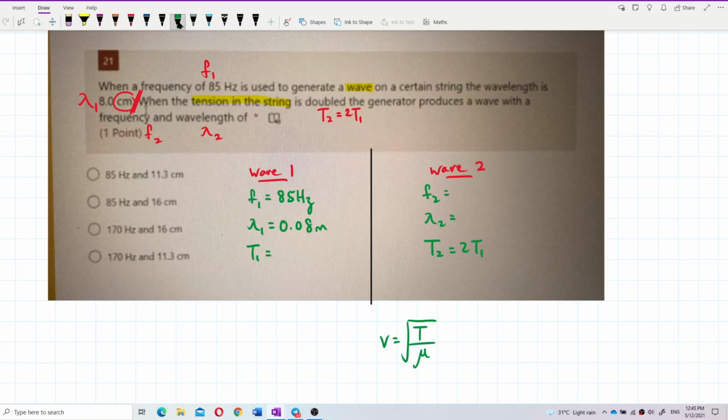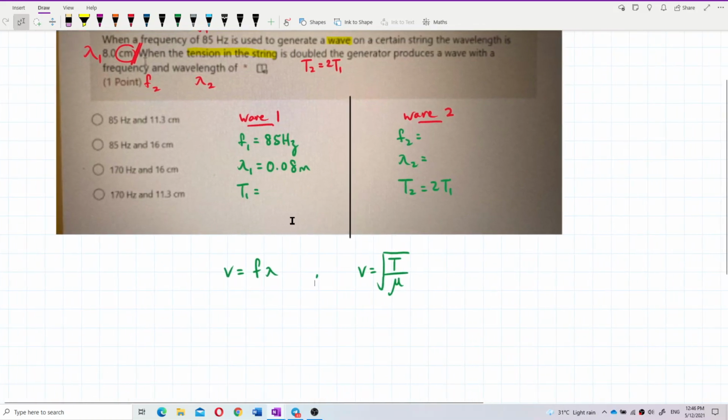Another formula we know about speed of wave: V equal to F lambda. So these two formulas will help us. First of all, from wave 1, we can find the speed of wave. So let us find that first.